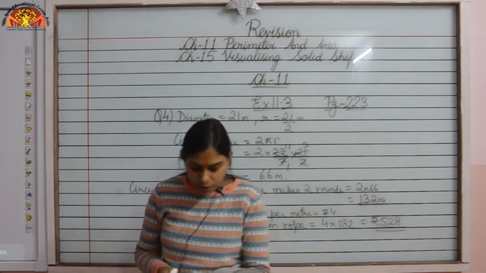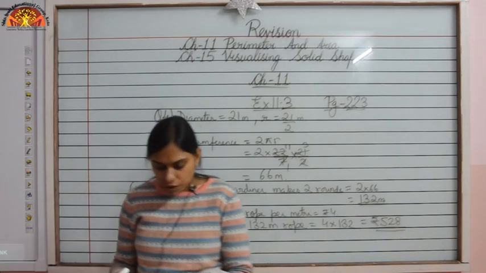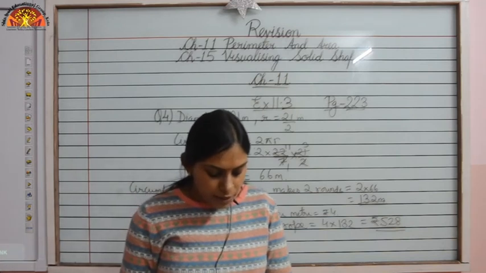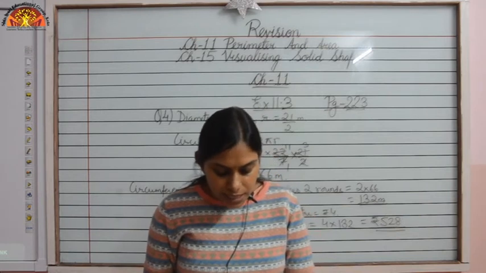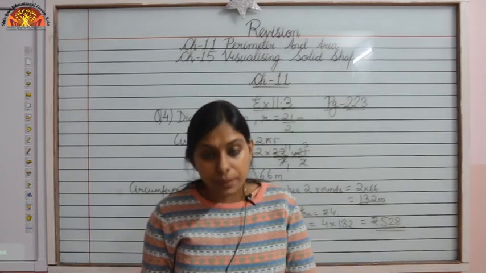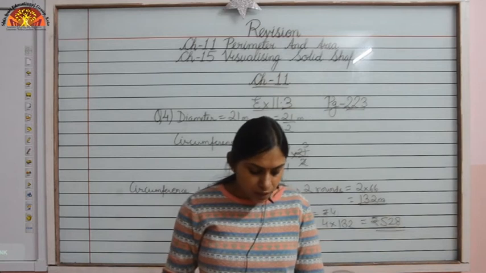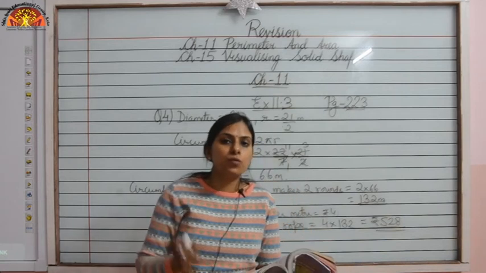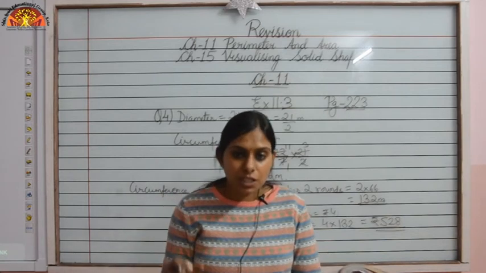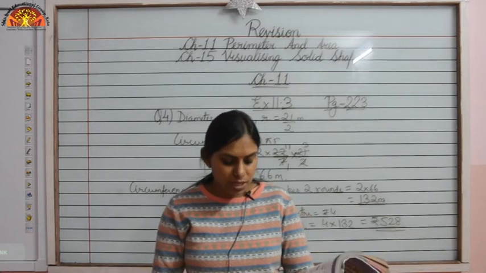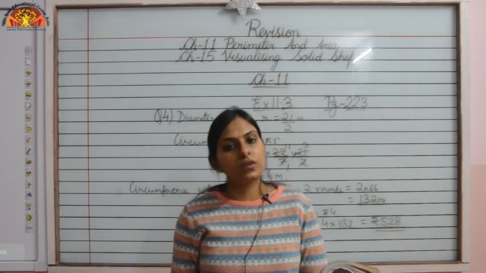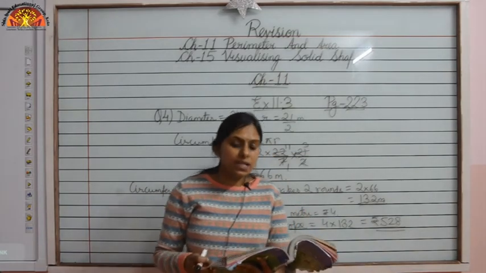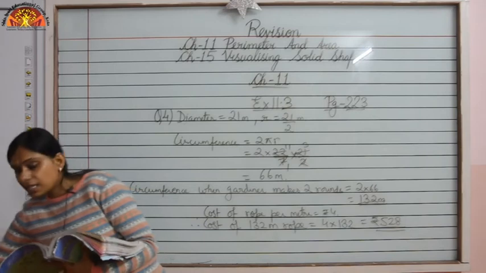Now we'll just move to the next question children. Just go through question number 5. From a circular sheet of radius 4 centimeter, a circle of radius 3 centimeter is removed. So what is given? There is a circular sheet of radius 4 centimeter and from this sheet a circle of radius 3 centimeter is removed. So you have to find the area of the remaining sheet, and the value of pi is 3.14. So just see here.